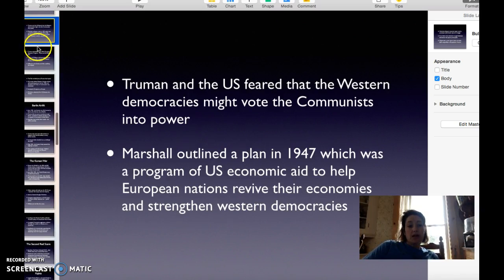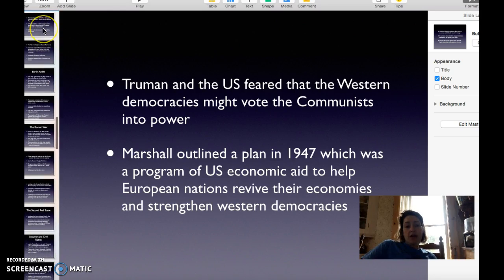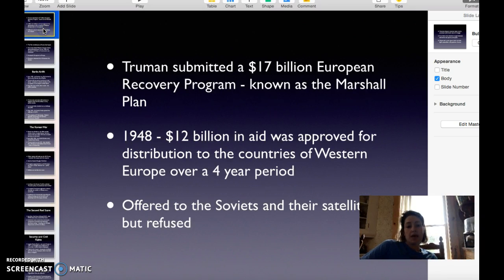So Truman and the United States fear that the Western democracies might vote the communists into power. So Marshall, at the time, outlines a plan in 1947, which essentially is a program of U.S. economic aid to help European nations revive their economies and strengthen Western democracies. This is kind of two-fold on our behalf: to keep communism out and help these countries, and let these countries know that we're here for them and that we're not going to allow communism to come in.